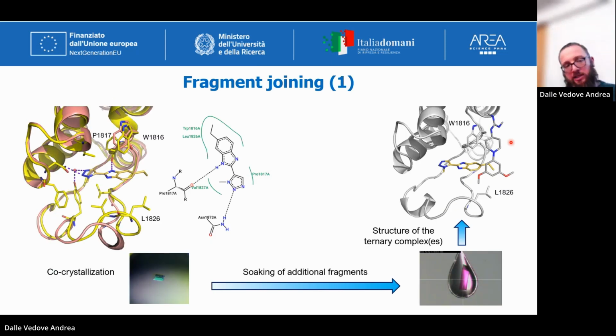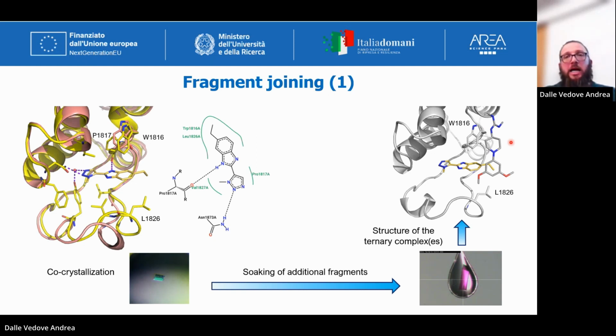Fragment joining, as I said before, is of course joining together different molecules. From the practical point of view, it is a little bit easier on the first part. You start from the co-crystal of your head, let's call it like this, and then you soak it with additional fragments that usually, even in this case, are screened for their capability to occupy the space that is not already occupied by your head group.